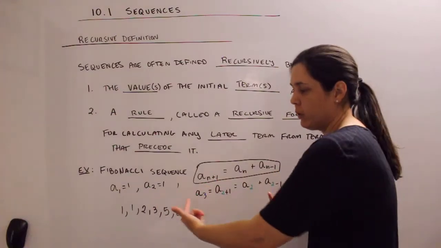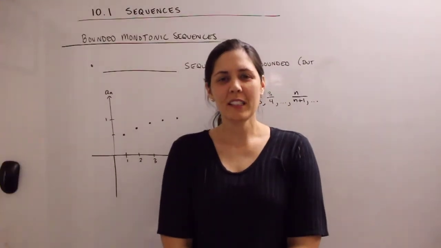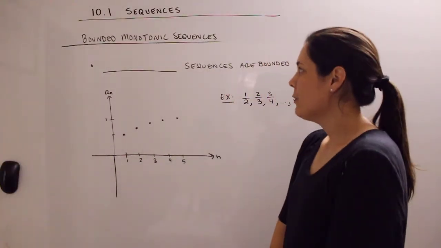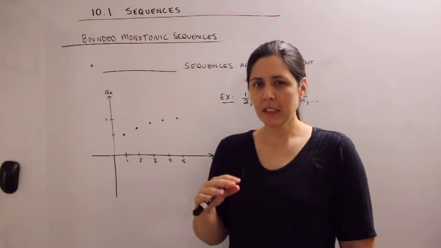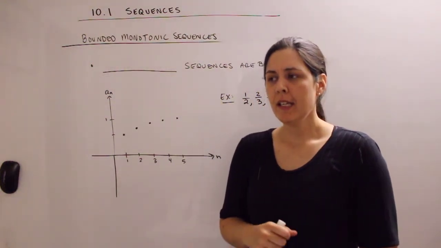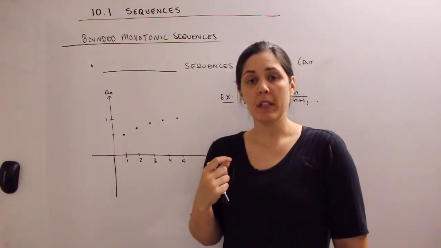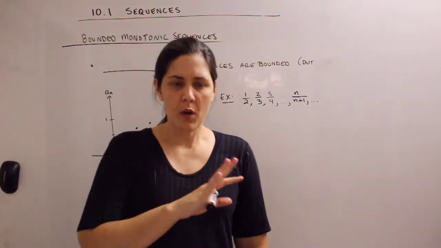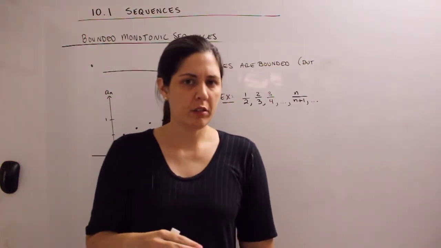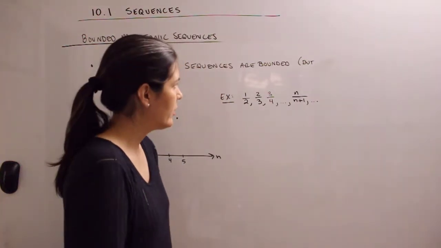Alright, the last thing to talk about here is about bounded monotonic sequences. So it's just kind of a lot of vocabulary here. It is fairly intuitive though, so I'm going to try to make it make sense to you that way instead of the whole math definition formal version of this.